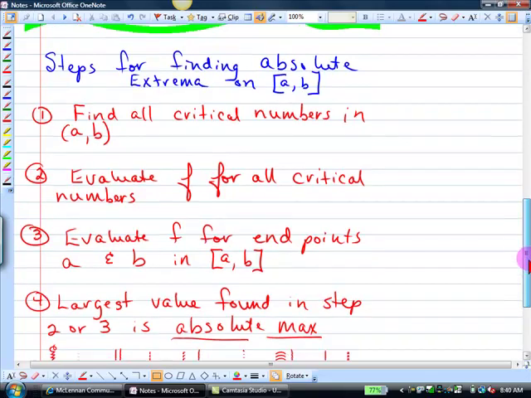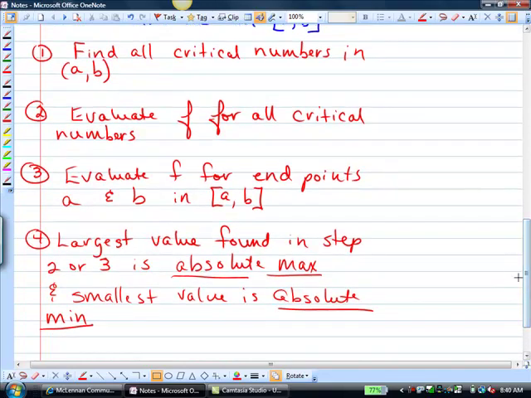Okay, and the largest one that you find in step 2 or 3 is the absolute max. The smallest value is the absolute min. So the only thing that we've added here is that we have to evaluate the endpoints as well as evaluating critical numbers. So we're just going a little bit further with this idea of using the derivative. Questions on that?